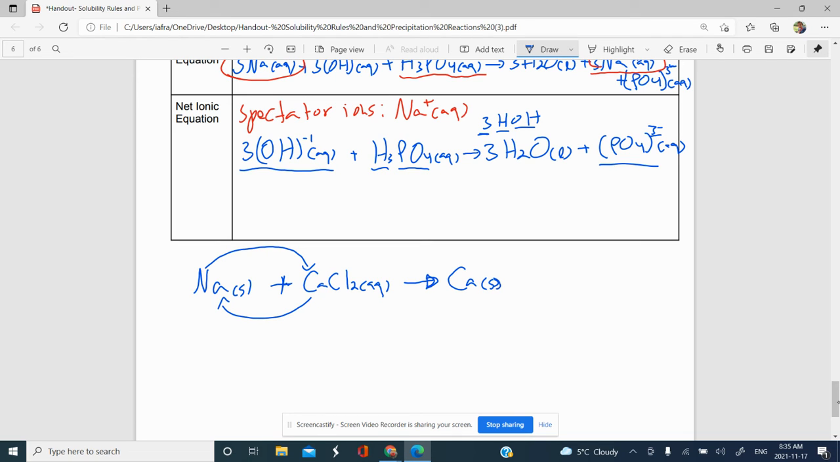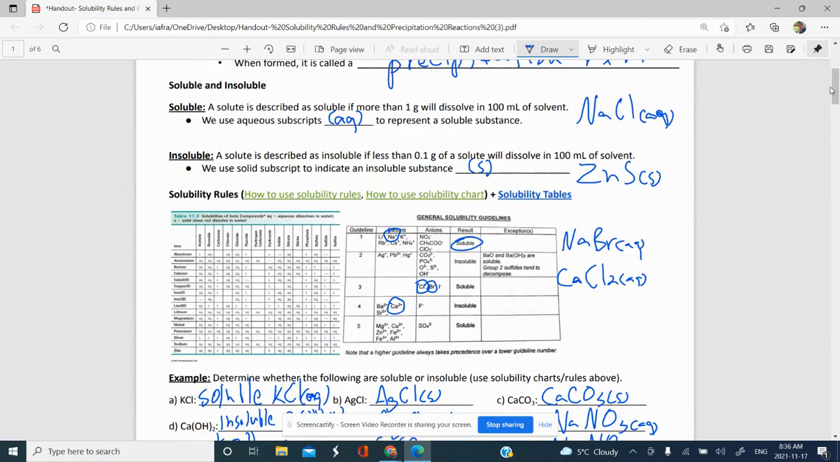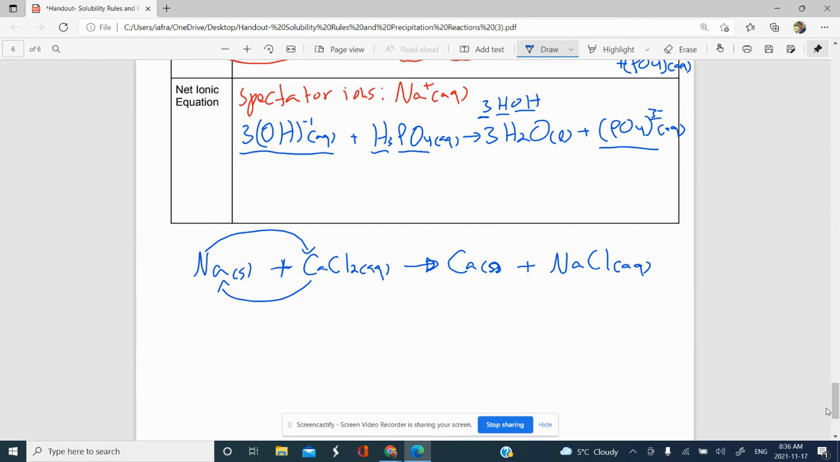So this is not the ion, it's just regular calcium solid, so it has charge 0. Plus, crisscross between sodium and chlorine, which is NaCl. And if you look at your solubility table above, NaCl is aqueous, right? Solubility table, back up here, NaCl is aqueous because it's soluble. And so you have that written out.